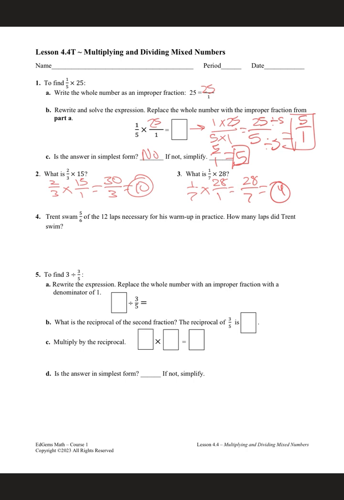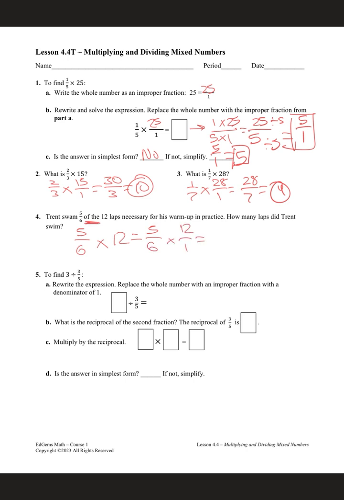Okay, so on number 4, it says Trent swam 5/6 of the 12 laps necessary for his warm-up and practice. How many laps did Trent swim? So in this kind of situation, whenever you see the word of, so 5/6 of the 12 laps, that word of means you multiply. So we've got to calculate what 5/6 of 12 is. So let's go ahead and change our whole number into a fraction. So we've got 5/6 times 12 over 1.